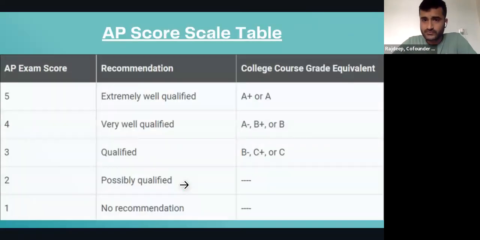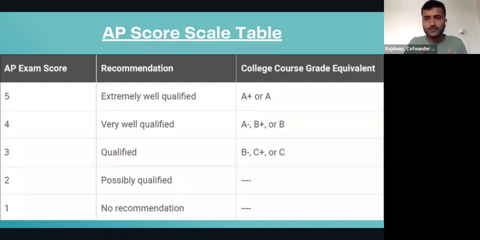Now, how are they scored, right? APs are scored on a scale of 1 to 5, 1 being the least and 5 being the maximum. If you get a 5 on 5, you are extremely well qualified. It's equivalent to getting an A or an A plus in a college course. Then is 4, then 3, then 2, and then 1.